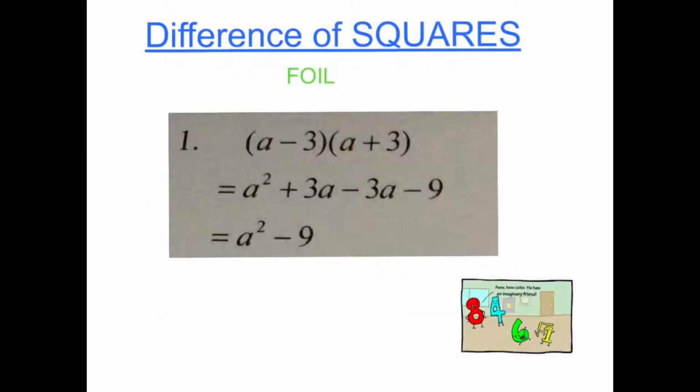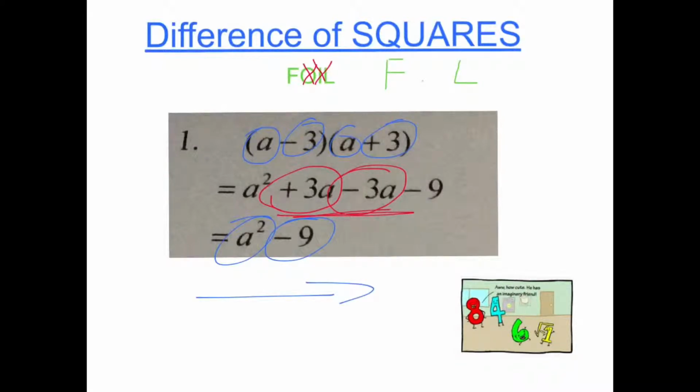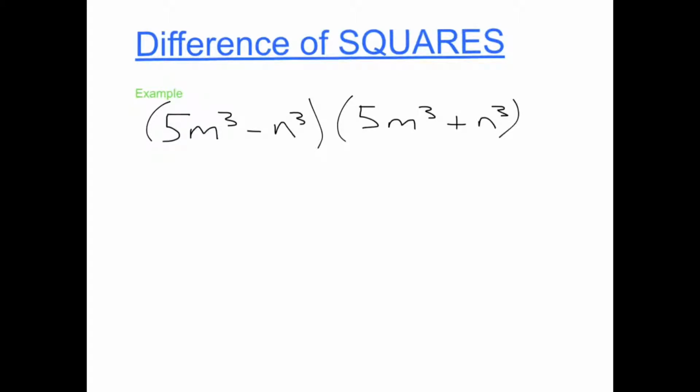Here's our next type of product, which is differences of squares. And the FOIL method, like we did before, does work here. But as you can see, when you times the outer terms and the inner terms, they cancel each other out. So we don't have to times those together anymore. So our method here is just our first terms and our last terms. So a and a will give us a squared. Negative 3, positive 3 will give us negative 9. And that's our answer.